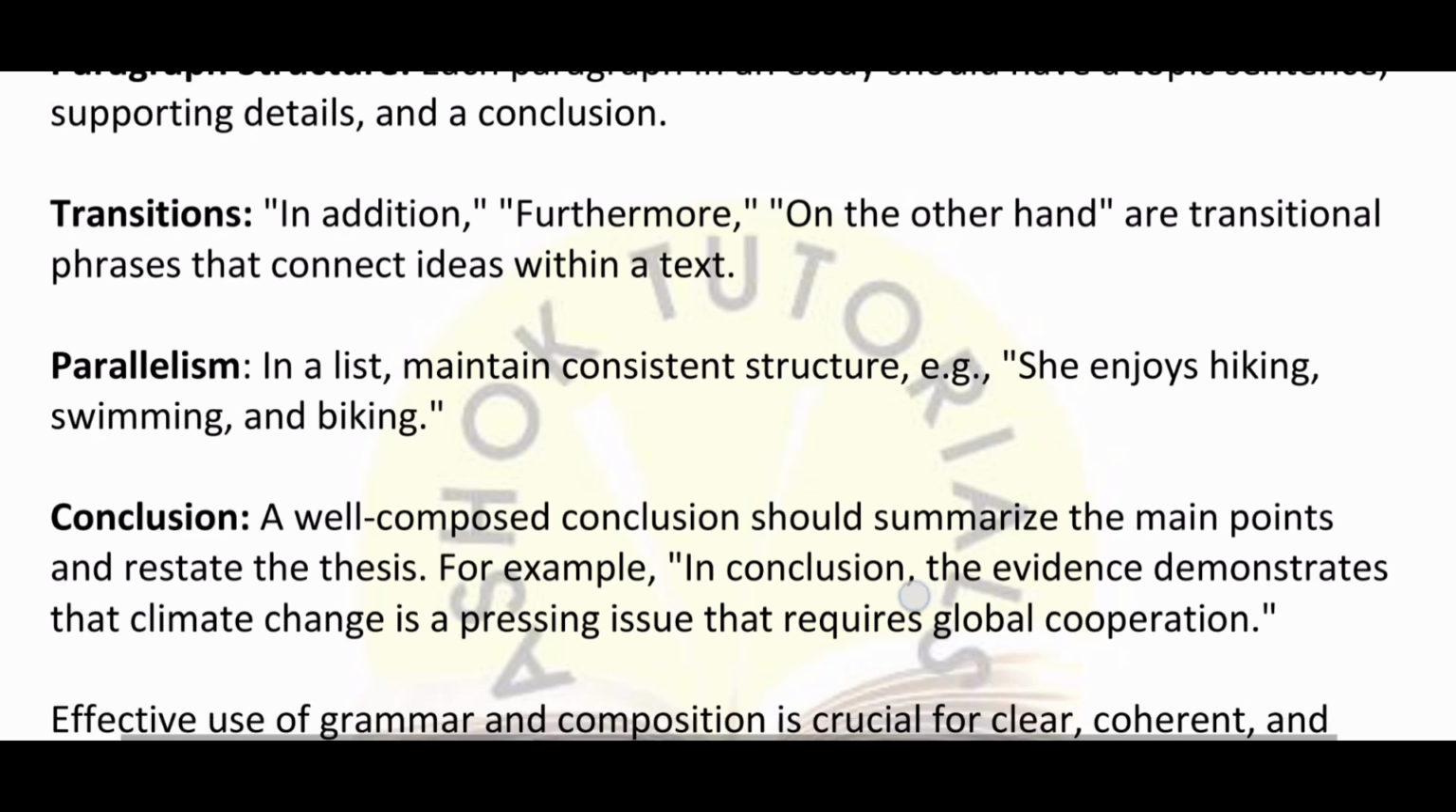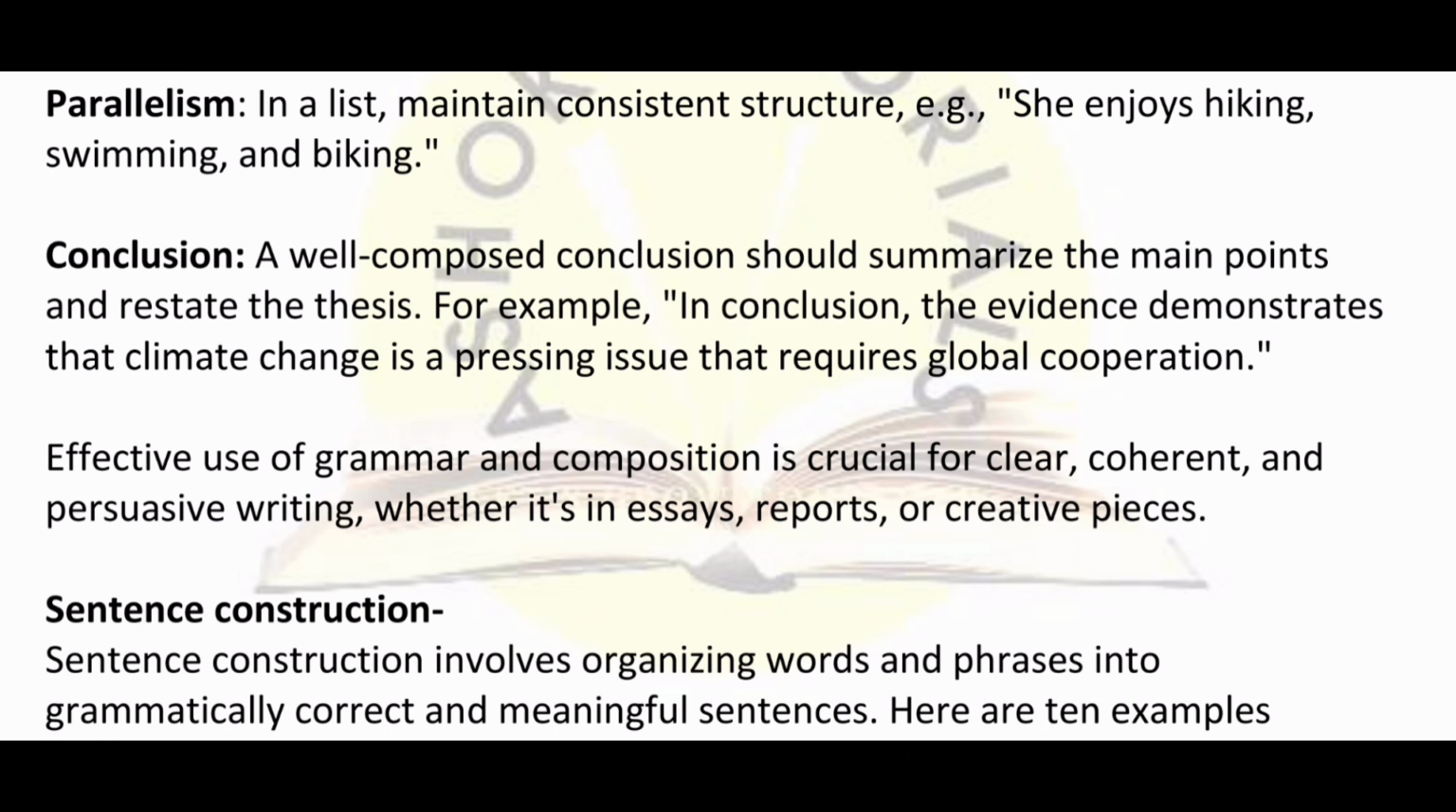Transition. Now, parallelism. Parallelism in a list maintains consistent structure. Example: she's enjoying hiking, swimming, and biking. These are parallelism, which means these words are in parallel with one another. Hiking, swimming, biking, right?